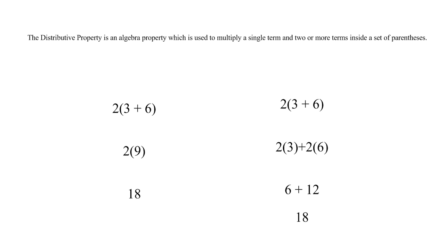Now what we're used to seeing is we work with what's inside of the parentheses first, which gives me a 9. Then I can multiply 2 times 9, get my final answer of 18. What the distributive property tells us is we can distribute this 2 to the 3 and the 6 first. So we will have 2 times 3 plus 2 times 6. Then we can add them together and we'll get 18.